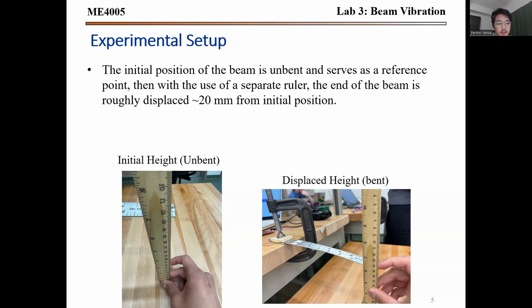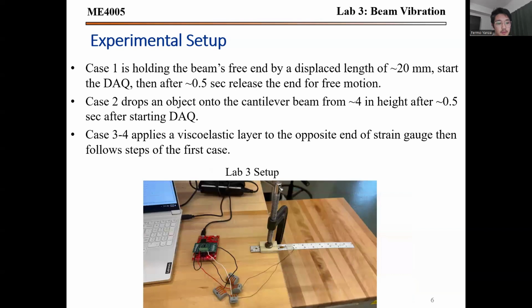This is how the initial displacement was simulated, demonstrating that it was pushed down 2 centimeters, or roughly 2 centimeters, each time for each test, and what it was at for the reference point before bending.